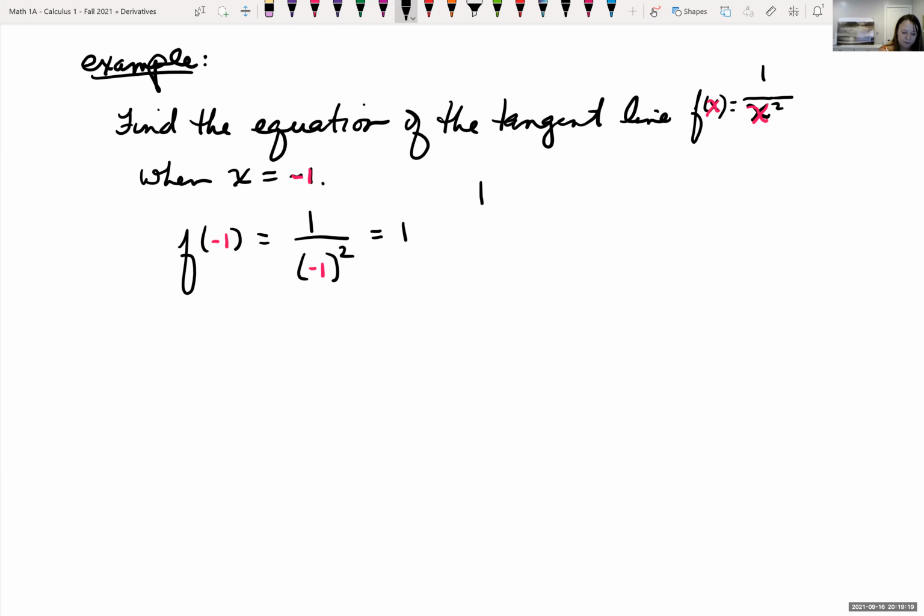So we know we have a point, -1, 1, on f of x and on the tangent line.